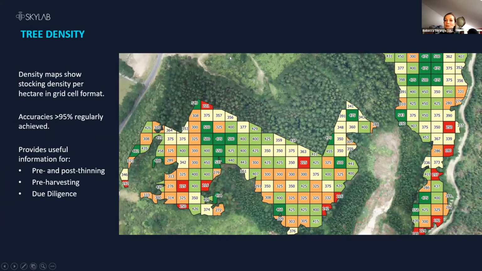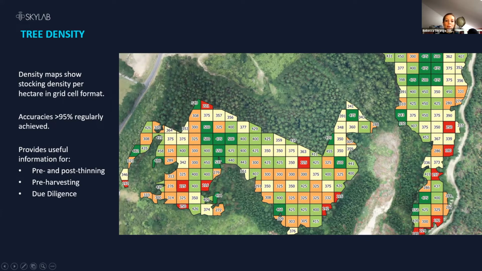And again, once you've counted, you get these nice grid cell maps, which show the stocking density per hectare. And this is obviously really useful information prior to thinning, post thinning, pre-harvesting. And in this particular case, this is a new plantation in New Zealand for due diligence. They wanted to buy it and they wanted to know what was really there.